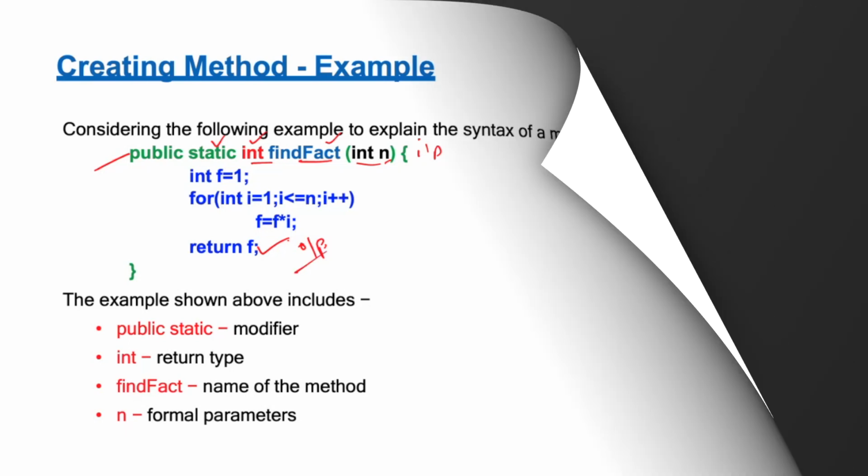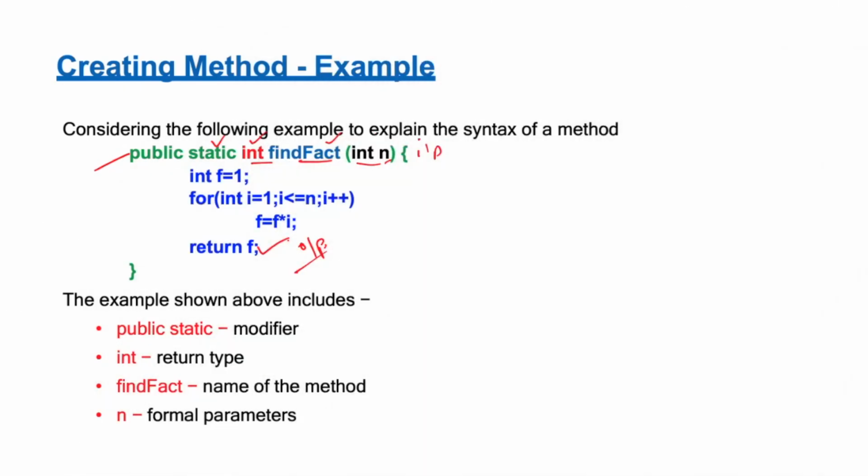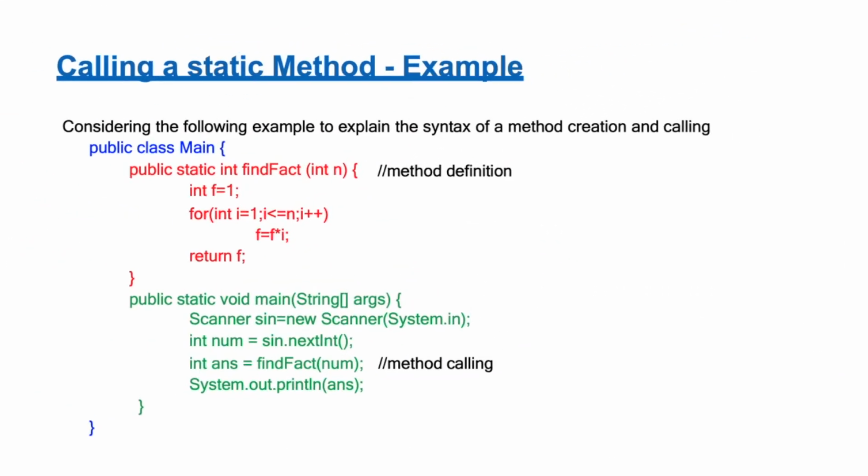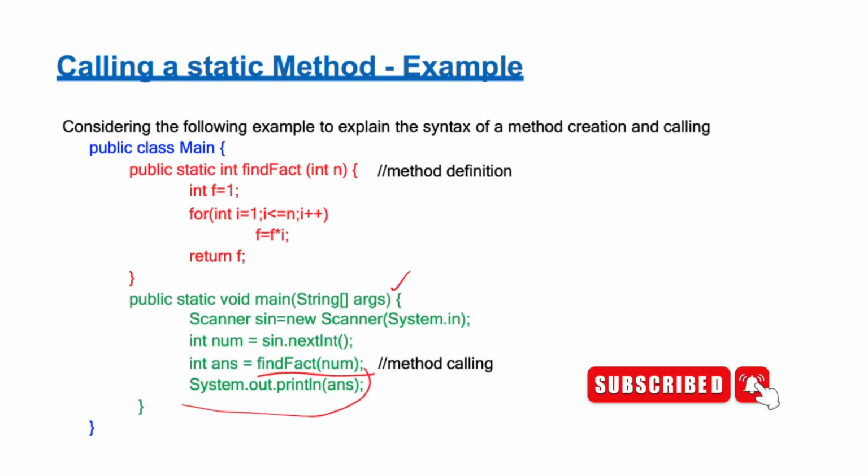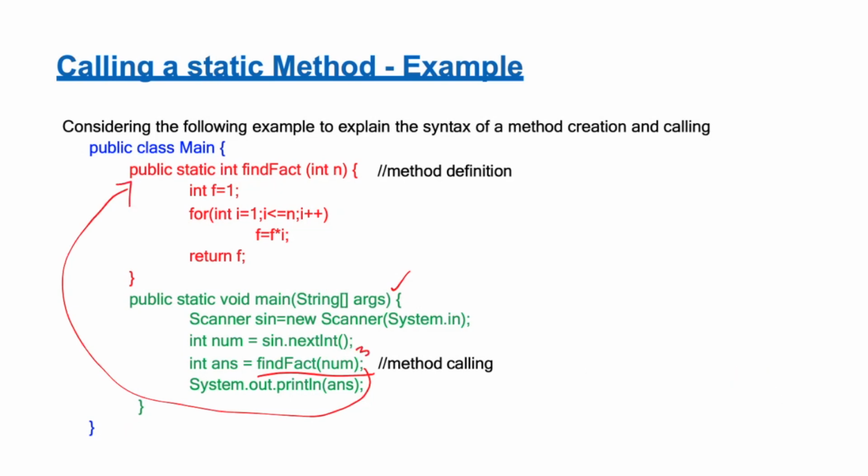The example above includes what I told you, the public modifier and the remaining parts. In this, we are going to have a main method. This is our main method. In this main method, I'm going to call this particular method, the findfact method. When I call this method, a call will be created to this particular method. Here I'm going to give some value like 3. So the 3 value will be filled here, and it will come here.